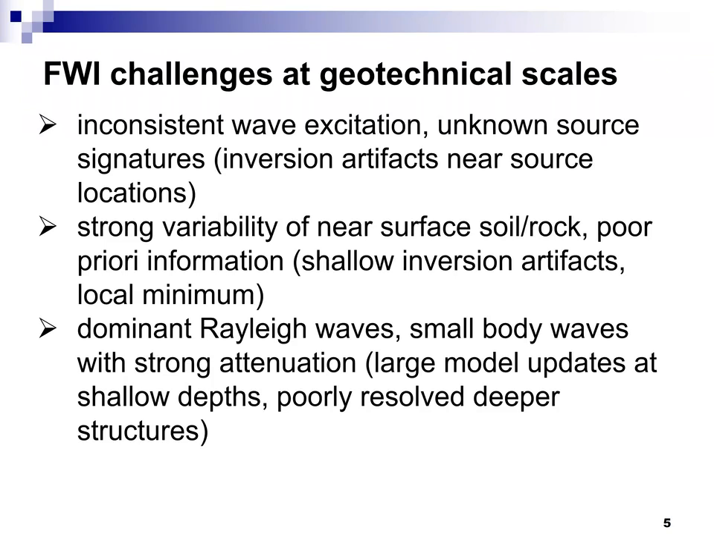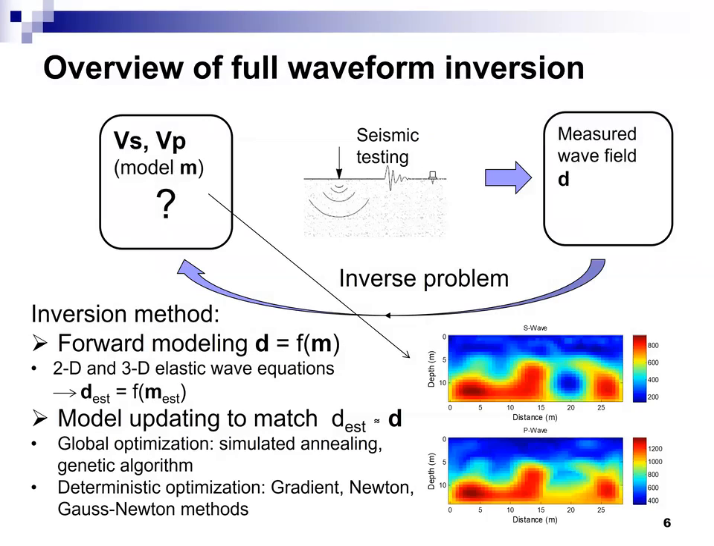So in our method, we will address most of these challenges. Next. So I will give a quick review of full waveform inversion. The goal is to determine the shear wave and P wave velocity profile of the subsurface structures. We conduct seismic testing, generate seismic waves, and measure the wave field on the ground surface. And then we do inversion to extract the VS and VP.